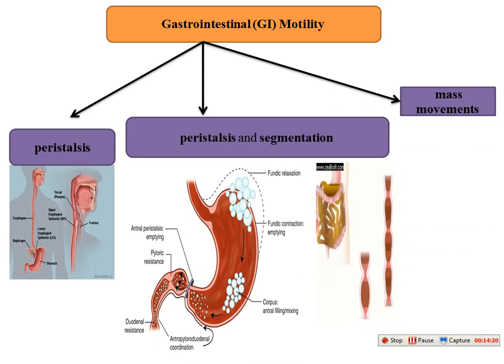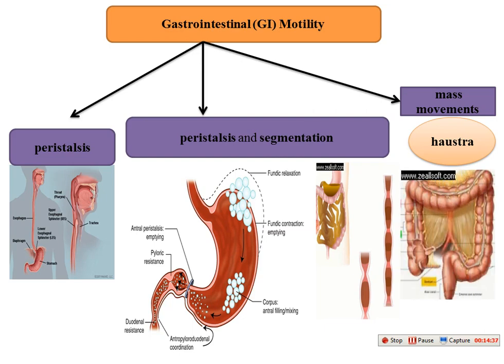And also we have what we call the mass movement or the haustral movement. This occurs mainly in the large intestine to move the undigested food via the large intestine to the rectum. So we have three types of movement: peristalsis, segmentation, and finally the haustral movement.